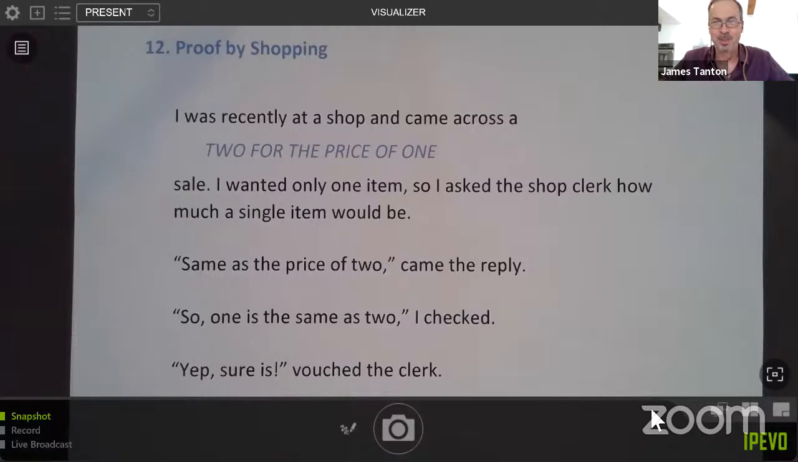I can't argue with that. I cannot argue with that one. Yep, 2 is the same as 1. There it is. That's real life for you. Yes, 1 is the same as 2. So what can I say?